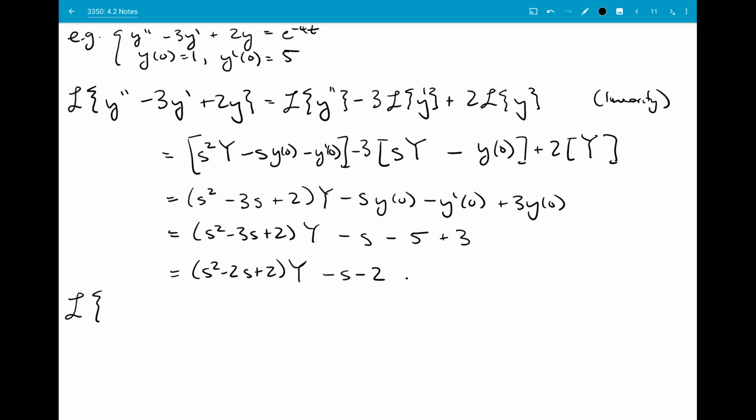And then I have to take the Laplace transform of the other side, L of e to the minus 4t. And that one we don't have to do anything special to. We can look at our Laplace transform table and see that that's 1 over s minus a, for a equal to negative 4. So that's just 1 over s plus 4.